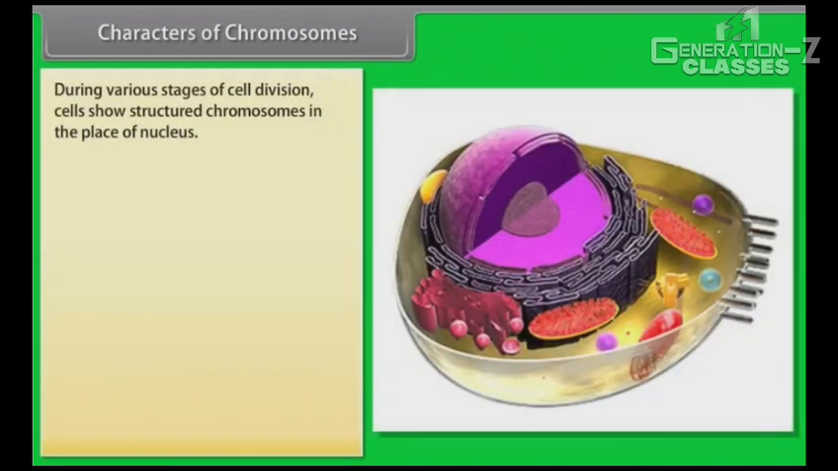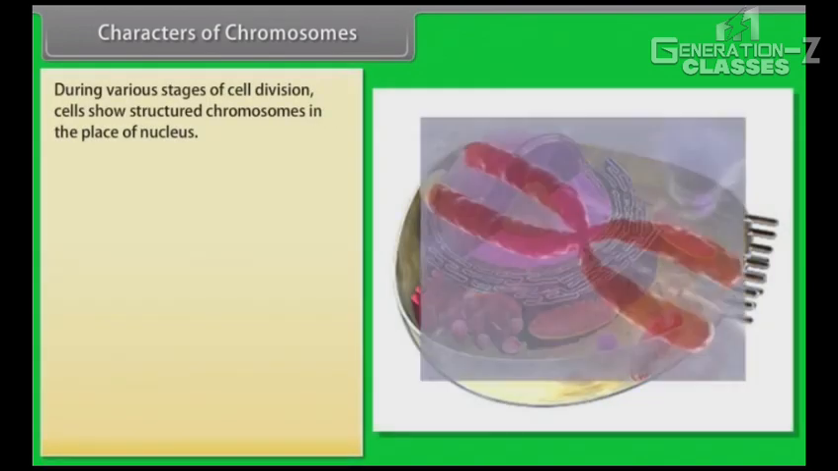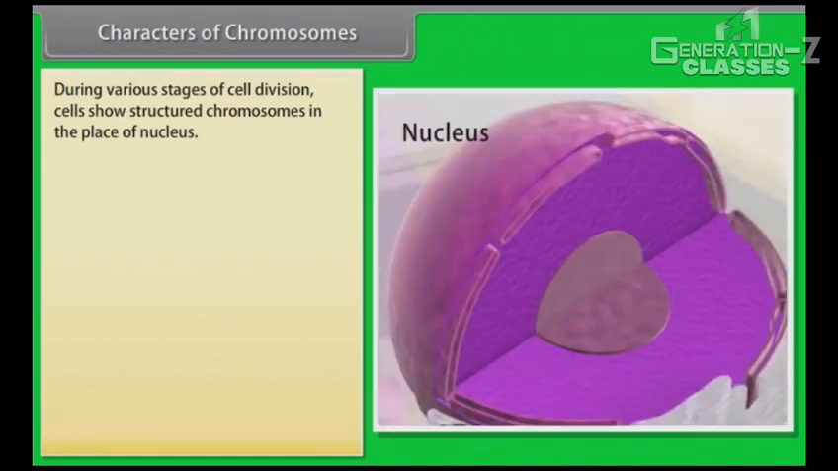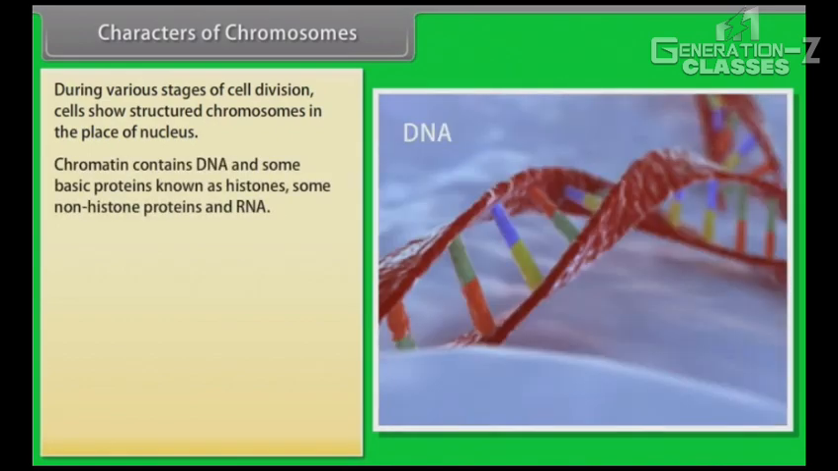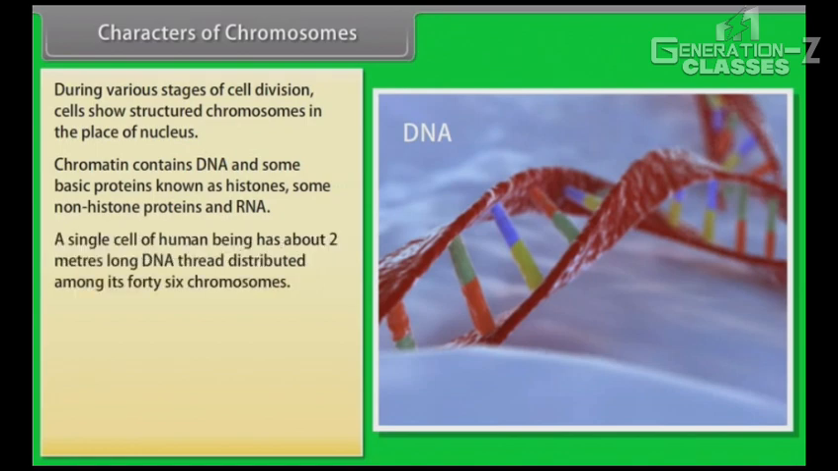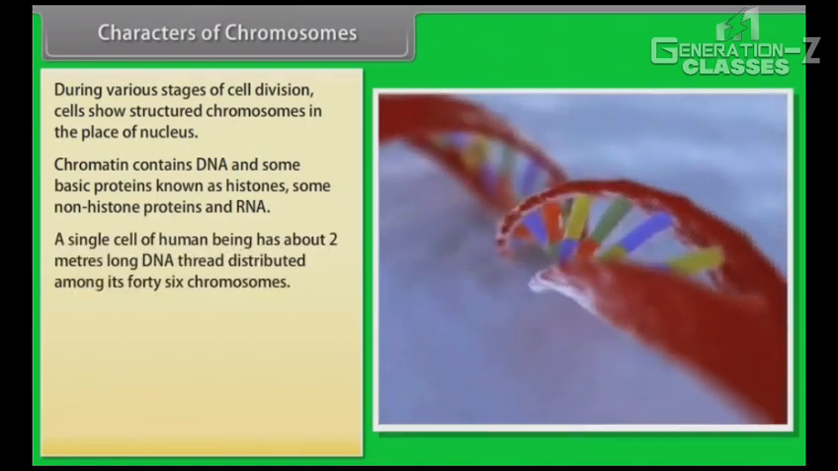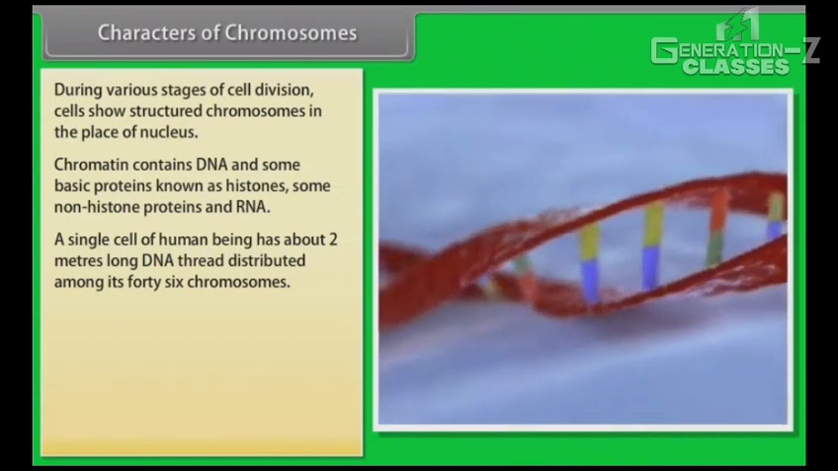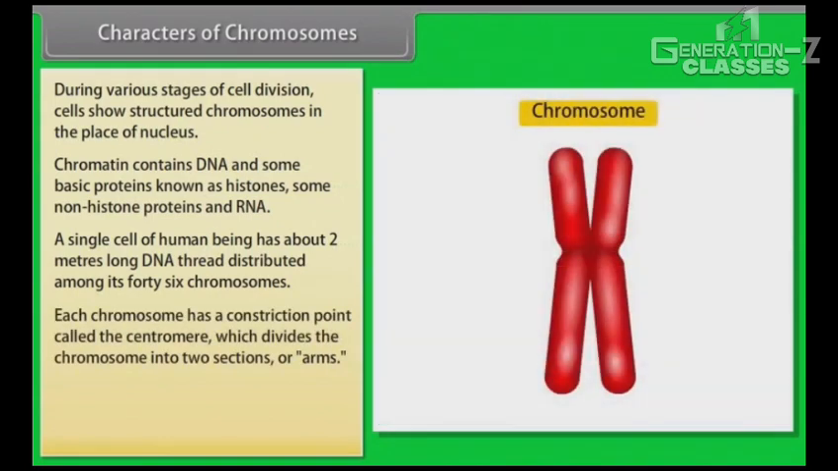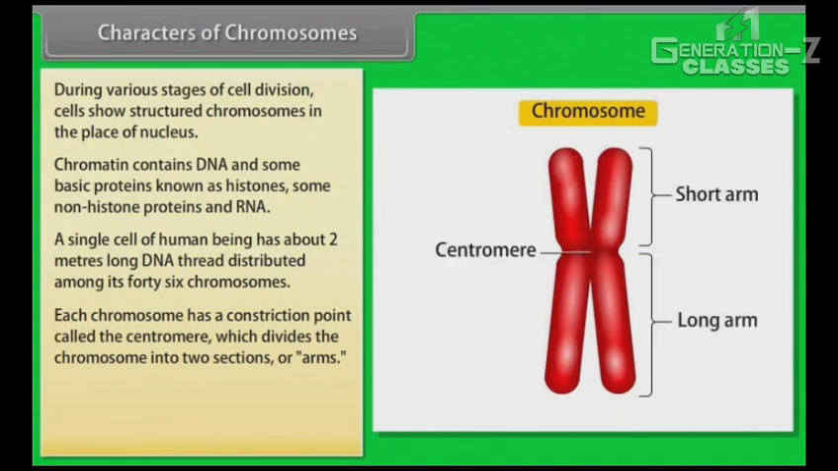Characters of chromosomes. During various stages of cell division, cells show structured chromosomes in the place of nucleus. Chromatin contains DNA and some basic proteins known as histones, some non-histone proteins, and RNA. A single cell of a human being has about 2-meter-long DNA thread distributed among its 46 chromosomes. Each chromosome has a constriction point called the centromere, which divides the chromosome into two sections or arms.